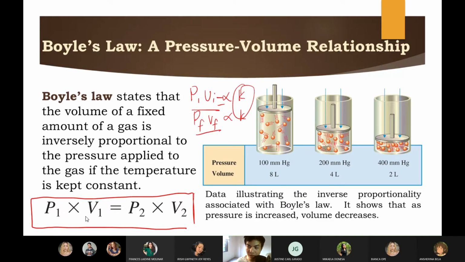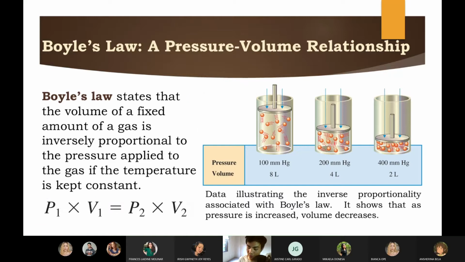So ano lang sinasabi dito? That yung pag may nag-multiply mo tong dalawa, they are equal to a constant. Yung constant sa initial state and the final state ay the same. That's why this is equal to this. Okay? So the pressure volume of the first state is equal to the pressure volume of the final state. Okay? So, ganun.